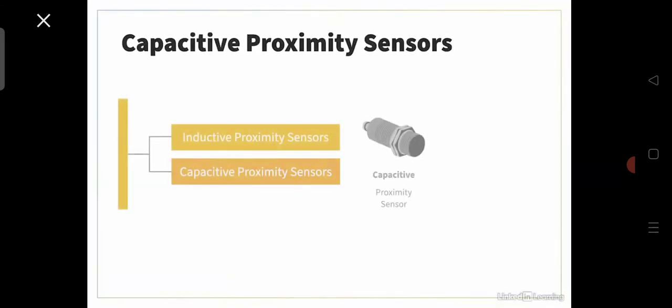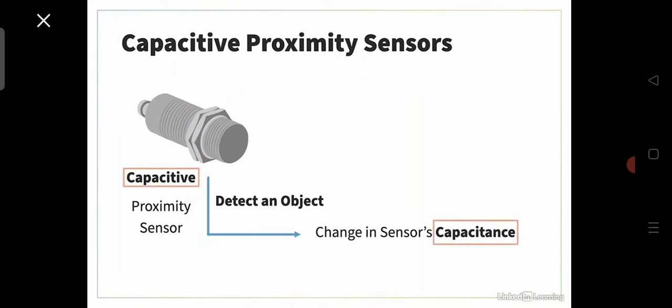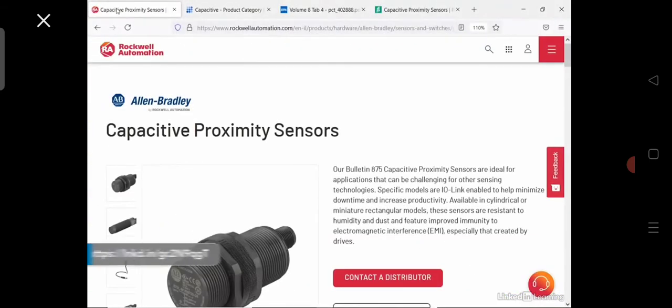Capacitive proximity sensors are non-contact sensors. They sense both metal and non-metal materials, such as paper, glass, and liquid. They detect an object through the change in the sensor's capacitance, and hence the name. Here are a couple of examples provided by different manufacturers. Industrial capacitive proximity sensors look pretty similar to inductive proximity sensors. Generally, all proximity sensors have similar shapes.